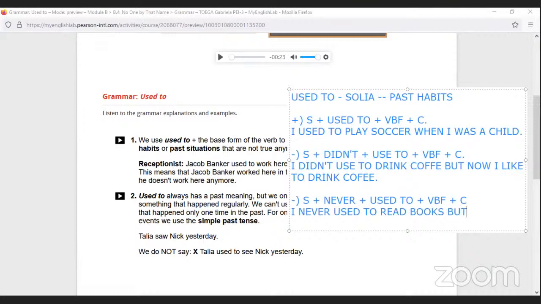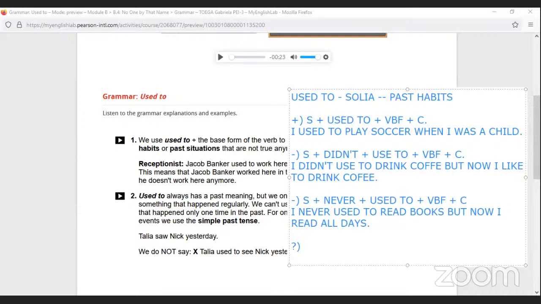Okay, but now I read all days. So this is extremely strong, because I do it all days. That's why this is a strong action that we never did, but right now, yes, we do it. Okay, so when we talk about questions, what do we have?